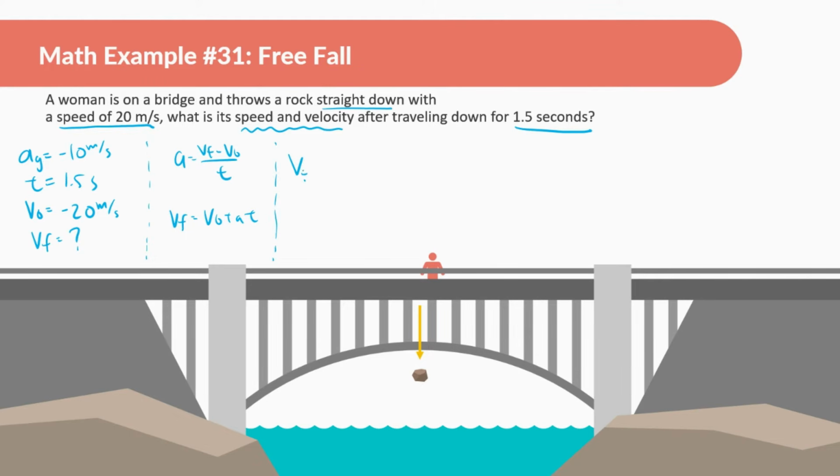And we should get final velocity is equal to the initial, which in this case is negative 20, plus the acceleration, which is negative 10, times the time, which is 1.5. So this is going to equal, what is that? Negative 35 meters per second. Okay. And the speed should be equal to positive 35 because it's just the magnitude. Okay. Moving on.